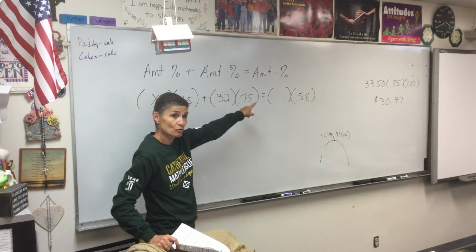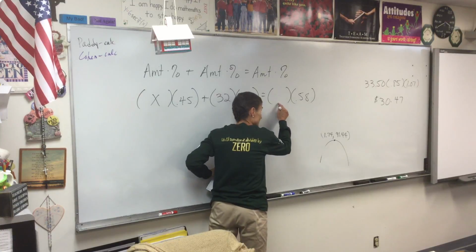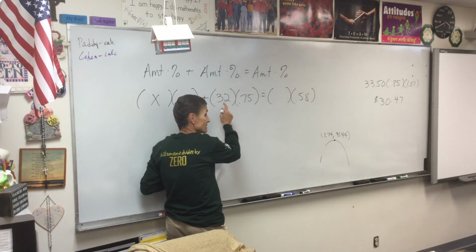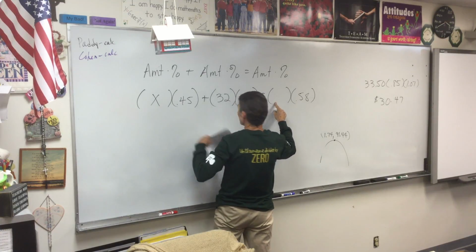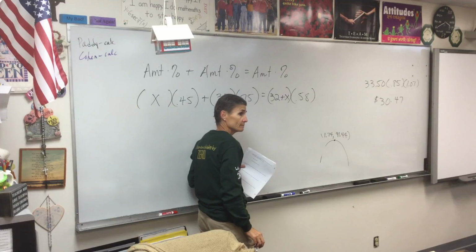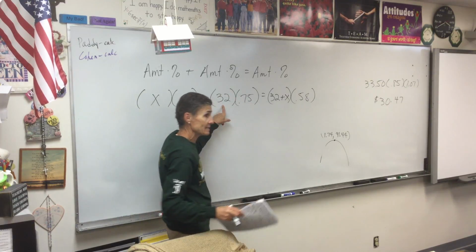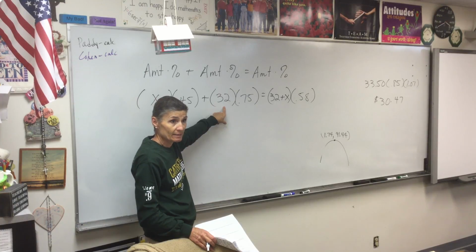Now, this is the tricky one because sometimes the blank is here and sometimes the blank is here. If the blank is here, it's 32 plus X. If the blank is here, it would be 32 minus X.